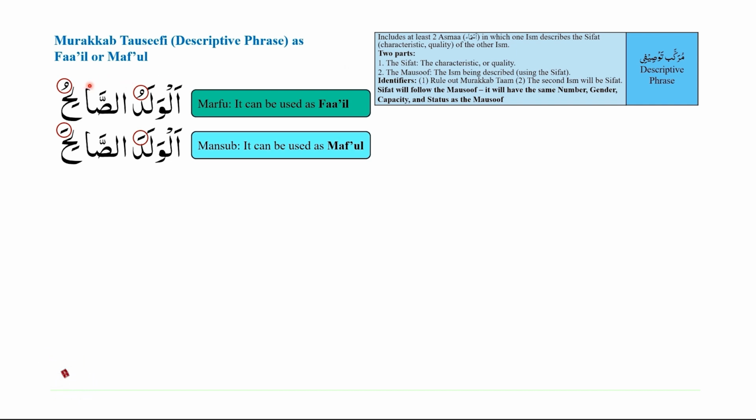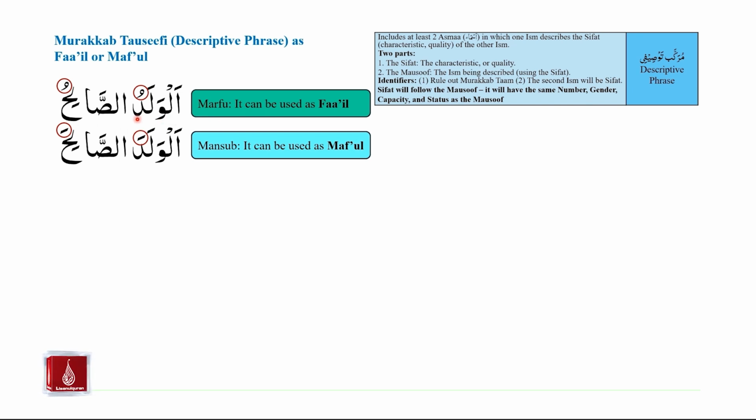Al-waladus salihu. In this example, al-waladu is the mawsoof, al-waladu is marfu, and that is why as-salihu, which is the sifat, will also be marfu. Al-waladu is definite, as-salihu is definite in capacity. Al-waladu is singular and masculine, as-salihu is singular and masculine. So the sifat as-salihu is following the mawsoof.